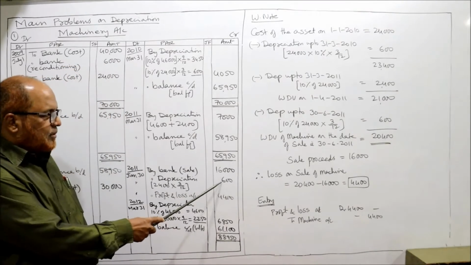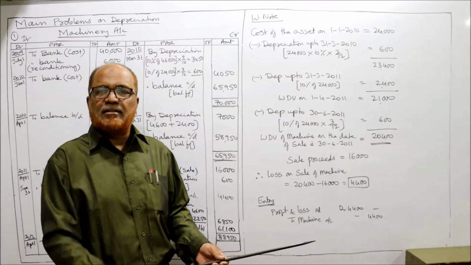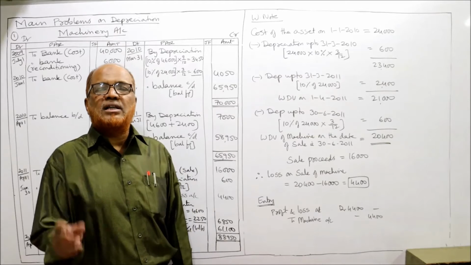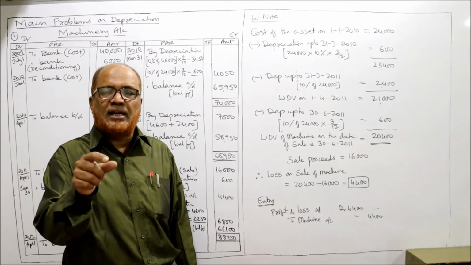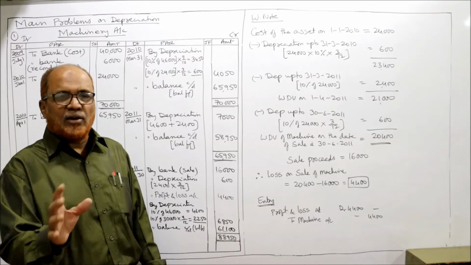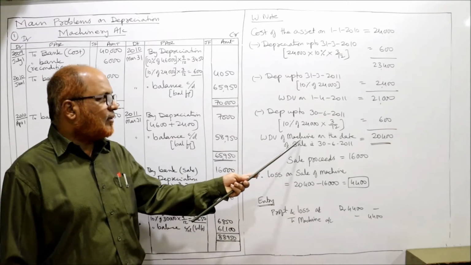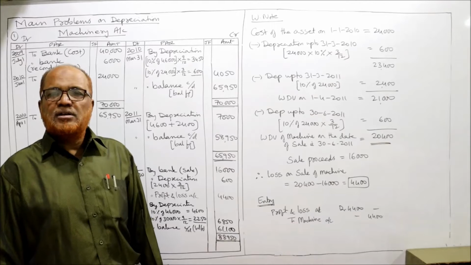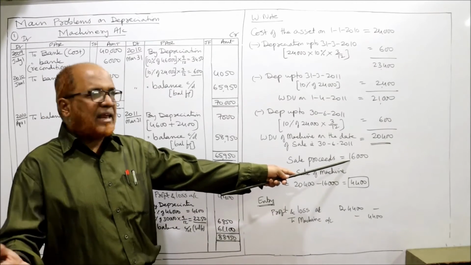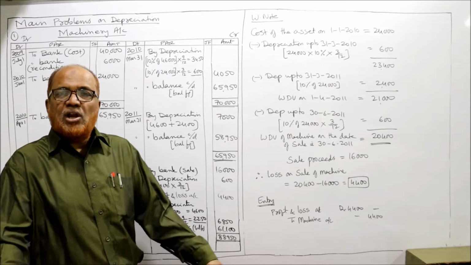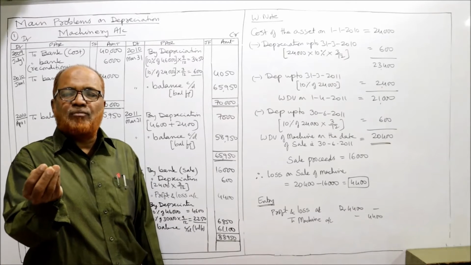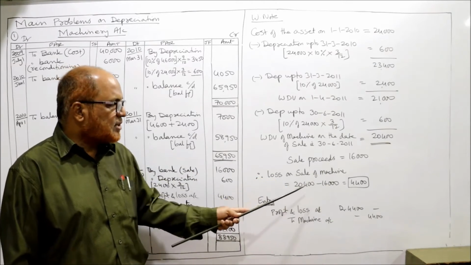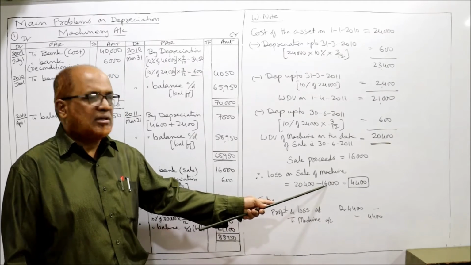Here we have taken 600 rupees, for the current year, the year of sale. So 21,000 minus 600, 20,400. This is the WDV of the asset on the date of sale. On the date of sale, 30th June 2011, the written down value of the machine is 20,400, and the sale proceeds are 16,000. Sold for 16,000, while actually the value of the machine is 20,400. So it is a loss, because a 20,400 worth machine was sold for 16,000. Sale proceeds are less, so the loss on sale of machine is 20,400 minus 16,000.